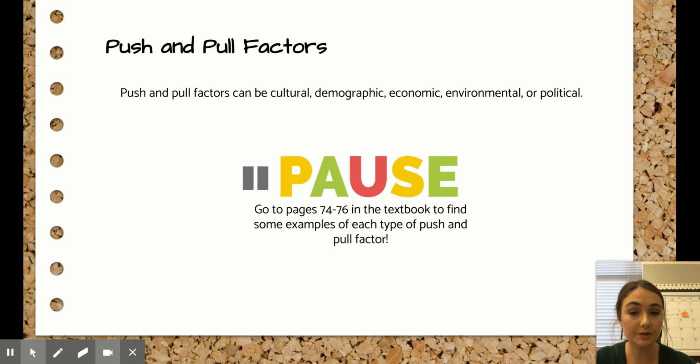So what I want you to do is press pause on this video for a second, go to pages 74 through 76 in the textbook, and find some examples of each type of push and pull factor. Add those to your notes and then come back and finish the video.